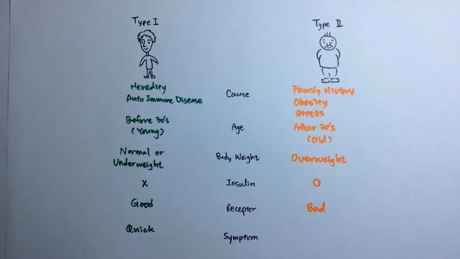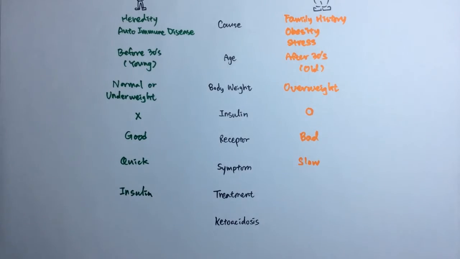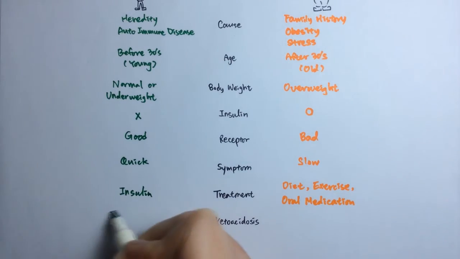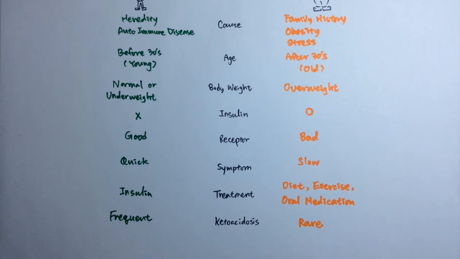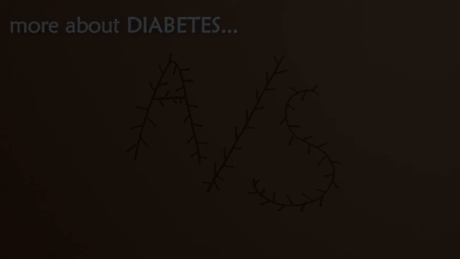Symptoms are closely related to the existence of insulin. Type 1 with minimal amount of insulin tends to show quick symptoms, while type 2 with normal amount of insulin tends to have gradual symptoms. Treatment focuses on the cause of each type. Lastly, ketoacidosis is the most severe complication of diabetes. We will cover this part later on, but just for now, acknowledge that it also correlates with production of insulin.